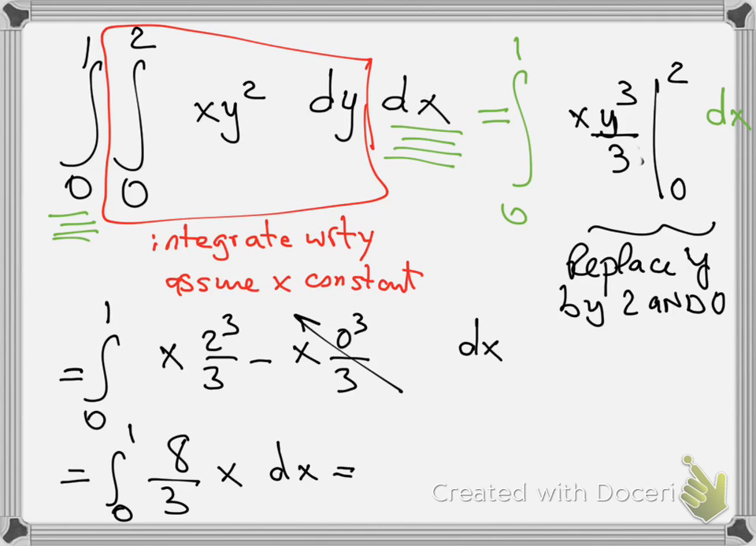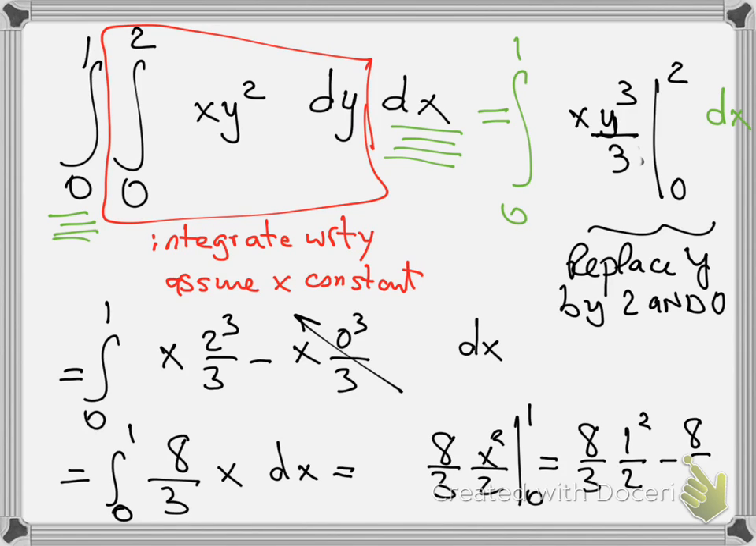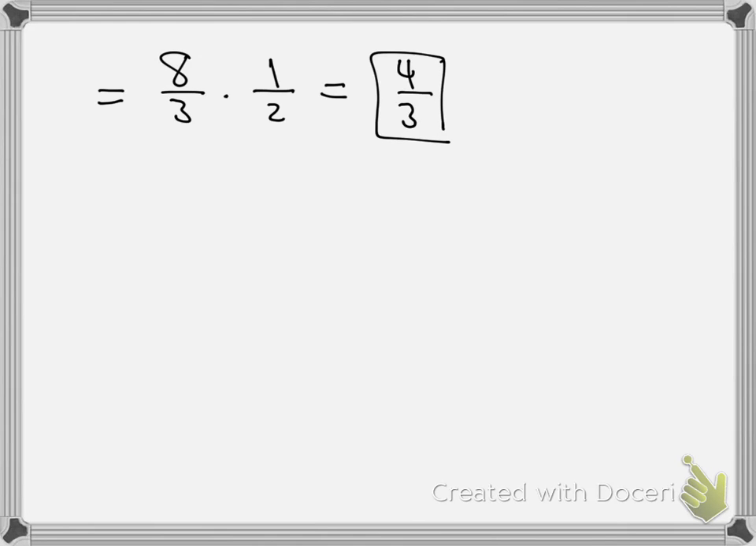So now we are done with y. You can just integrate with respect to x. The integral of 8 over 3x, that's 8 over 3 x squared over 2 from 0 to 1. So now we just replace x by 1. So that's 8 over 3, 1 squared over 2 minus 8 over 3 times 0 squared over 2. So this is, of course, 0. So it's 8 over 3 times half, which is, of course, 4 over 3. So you see, we get the same answer.